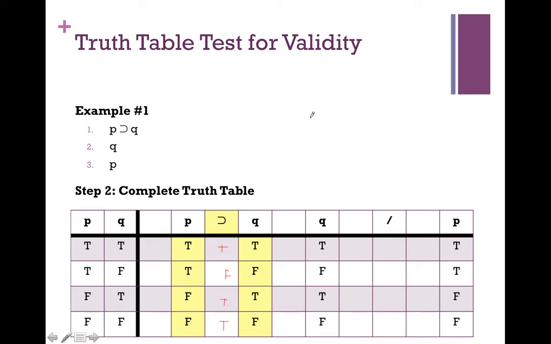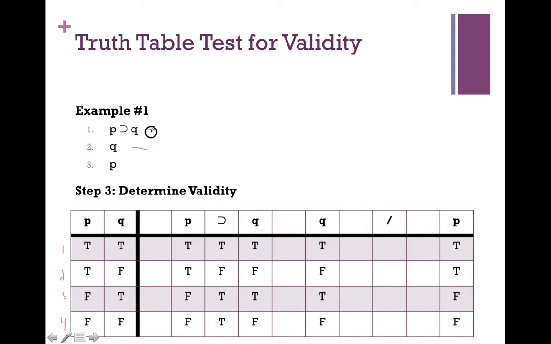So that's pretty simple. Now we have that done, and let's see if we can go to the next slide. We're going to determine validity. And what we're going to be looking for here is, we have 4 rows, 1, 2, 3, 4. And we just have to find one.